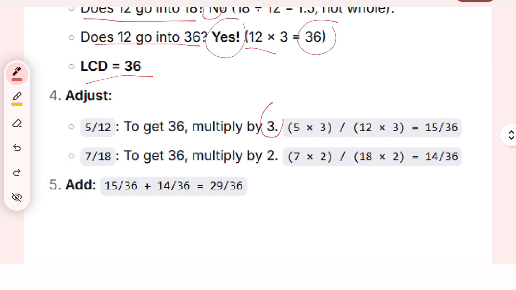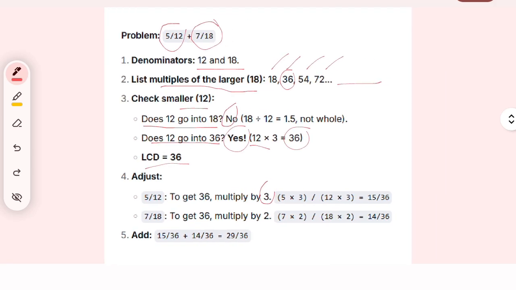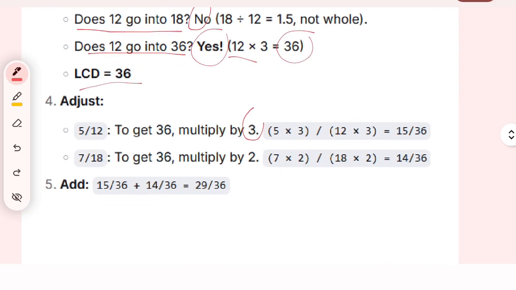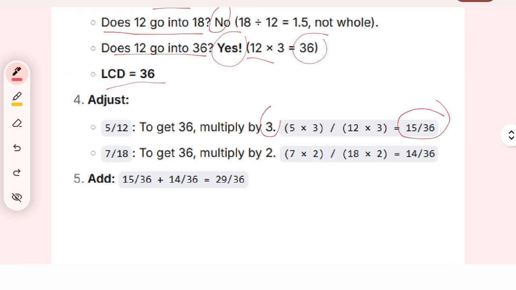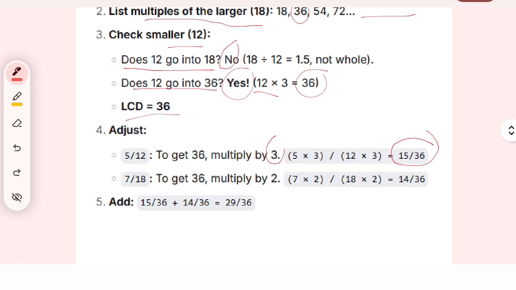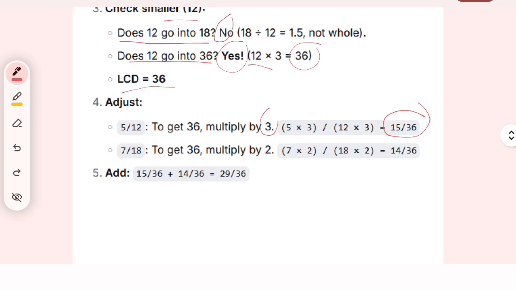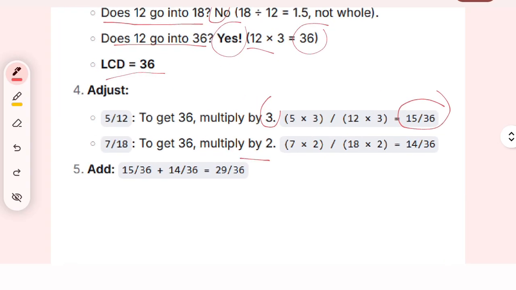So what's the first fraction? The first fraction is 5 over 12. 5 over 12 multiplied by 3 is 15 over 36. The second fraction is 7 over 18. We will multiply it by 2. 7 over 18 multiplied by 2 is 14 over 36. So we now have two fractions, 15/36 and 14/36.